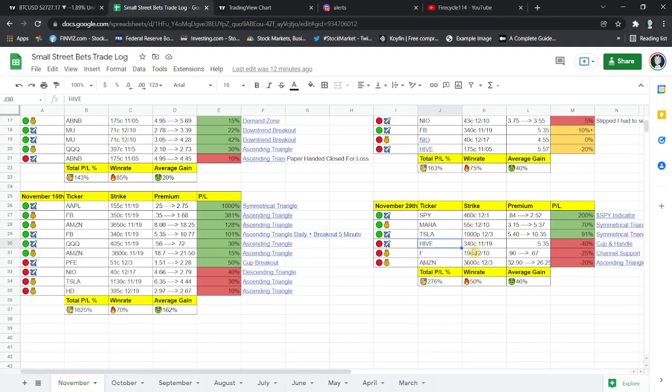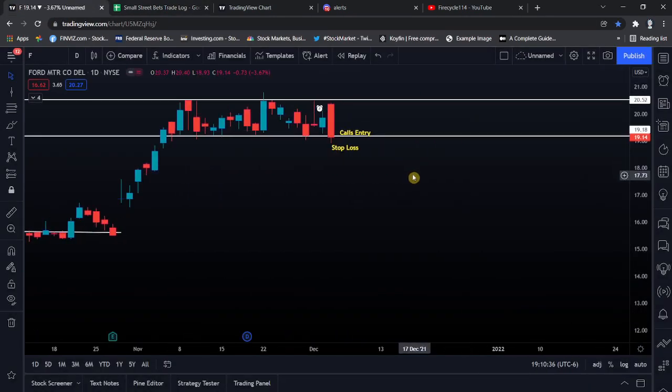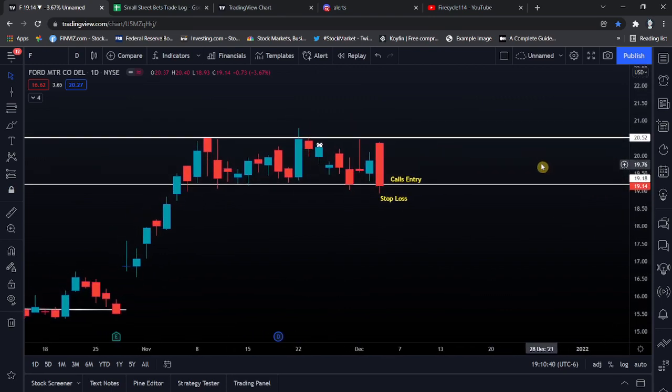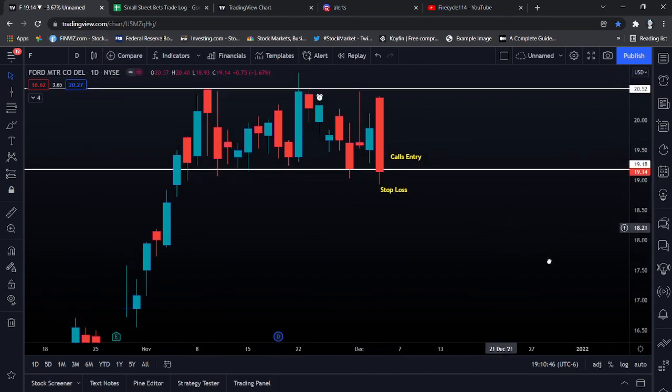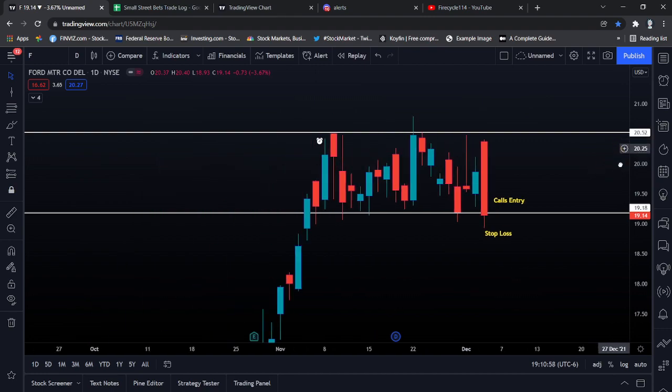Okay, just shares. Next loss was F, so Ford. This was today. Now, the thing about Ford is I clearly rushed in this play because I entered early around the support area, but my main rule was, okay, again, made a video on this like any other play, I was holding this level. This 19.18 level was the level that I was looking at to hold.